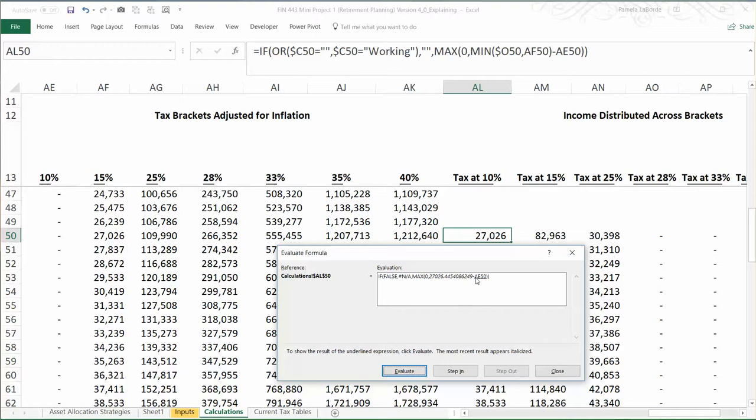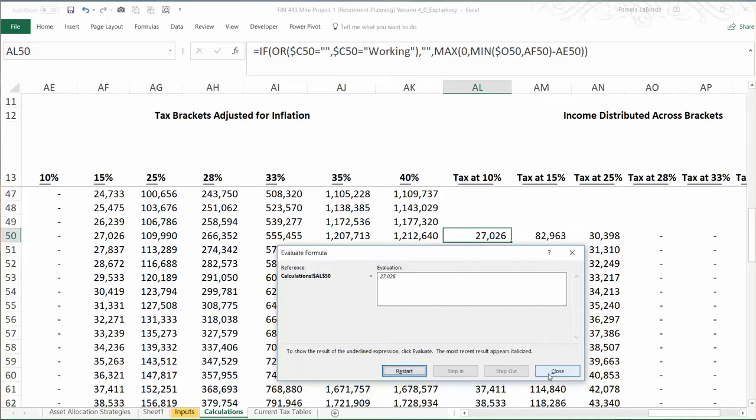And then it's going to subtract AE50, which is the amount of the previous bracket, which happens to be 0, from that. So essentially all this is doing is calculating the 27,026, the amount that's going to be taxed at the 10% rate. And this would be very easy to do for a single person for one year's 401k withdrawal, but in trying to make the formula robust so that it's flexible and adjusts for any different type of client, it just increases the complexity.